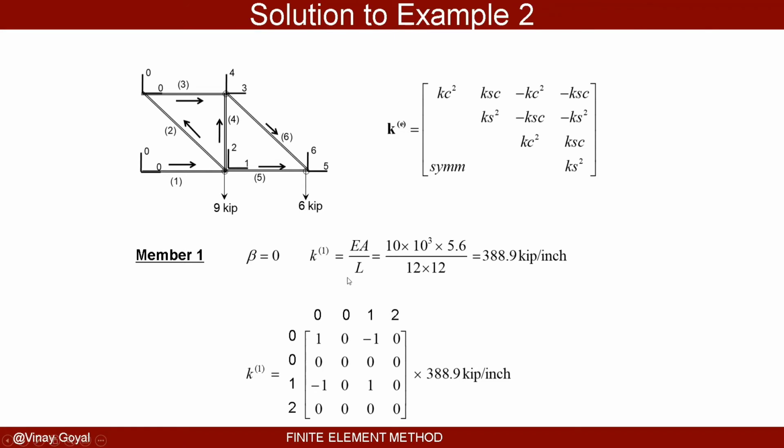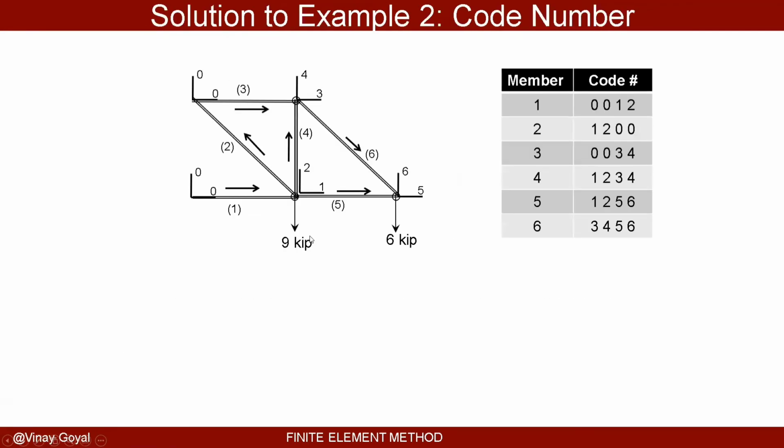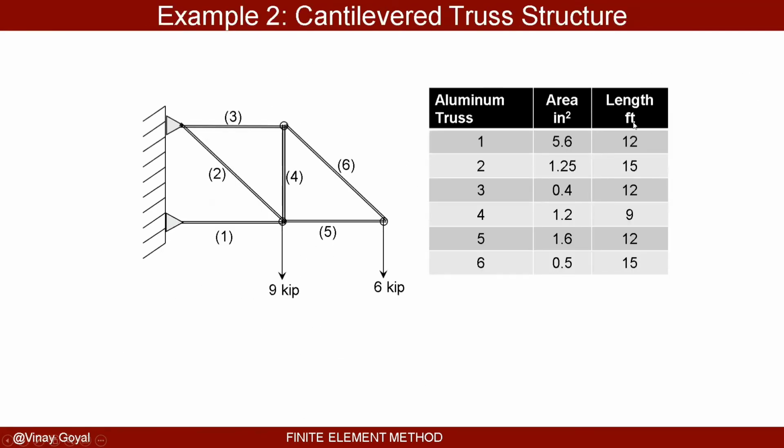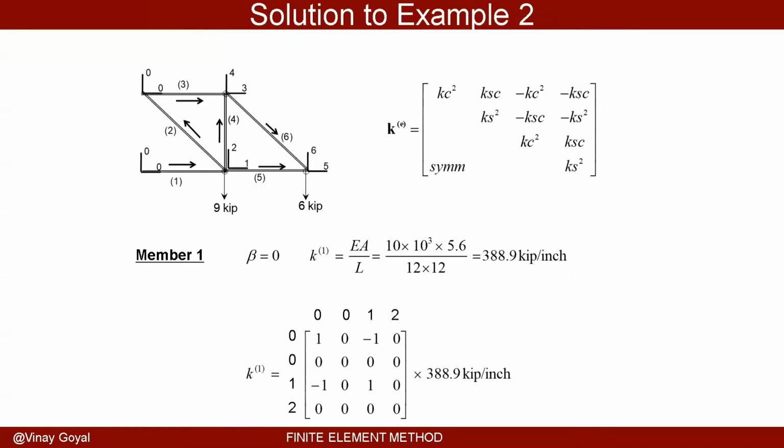And then I know the length. The length is, and you have to be careful of the units, that's why you see a 12 by 12, because this was given in feet. And I'm going to trick you in a lot of the problems we're going to do, because I want you to learn that in real life, people are going to give you information in different units, and you have to be smart about what units to use. So you have to use the right units. And here we have 12 by 12, and I get 388.9 kips per inch.